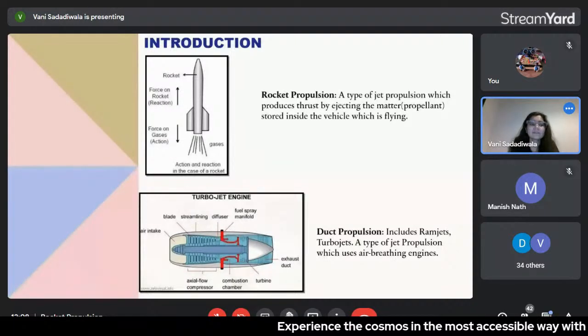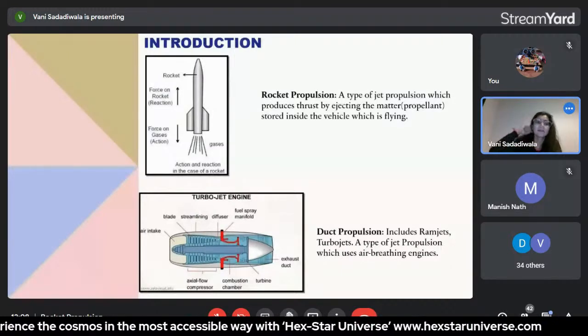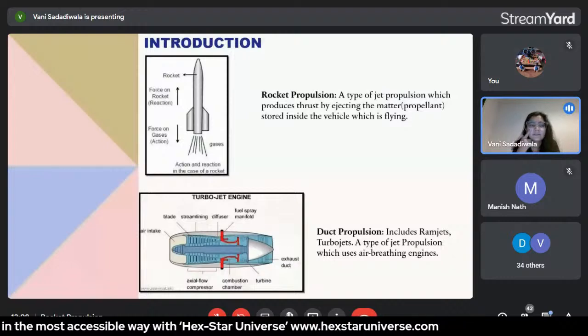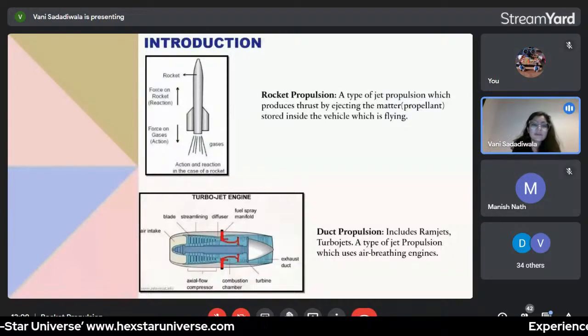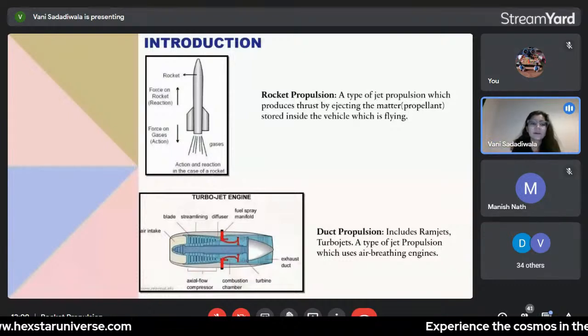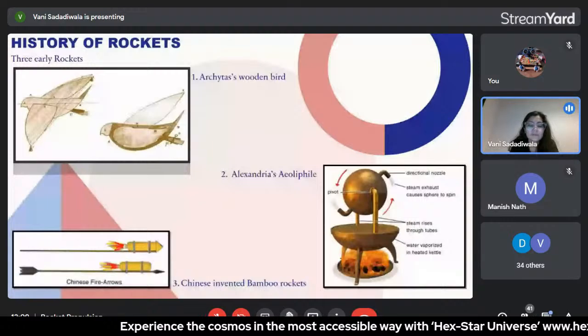Okay, so let's look back into the history of rockets. There are three early rockets which were introduced beforehand, and since then the history was created. If I talk about the first one, as you can see in the photo, it shows a pigeon which was created by Archytas, and he named it a wooden bird. So who was Archytas?